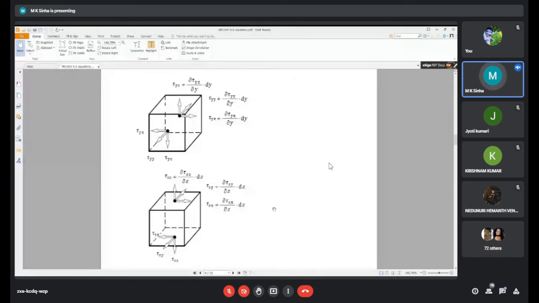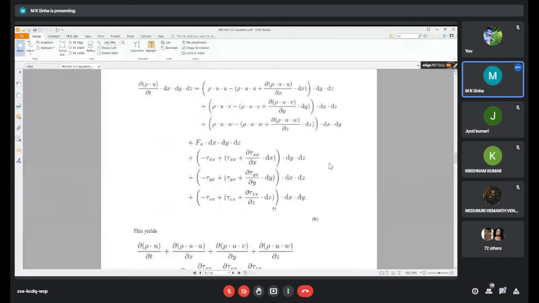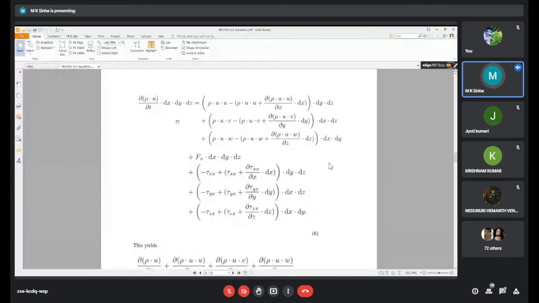For the right side, first, that is the influx, momentum entering then leaving: minus rho u dot u plus del/del x of (rho u dot u) into dx, through the surface area dy dz. Similarly, for the other side, that is the y and z due to the u.